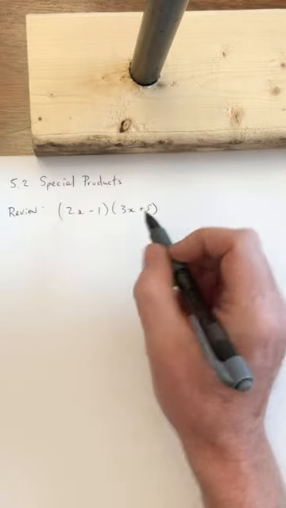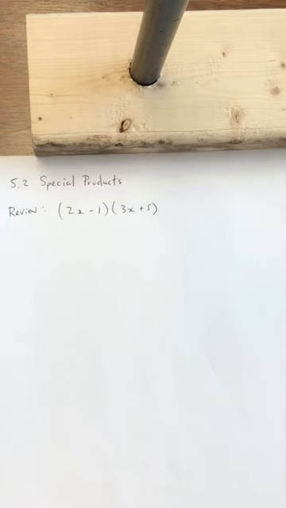And products, of course, means the answer to multiplication. So we're going to look at a couple special instances here. And this is going to help you when we get into factoring. If you can recognize these special products, then factoring them becomes a lot easier.